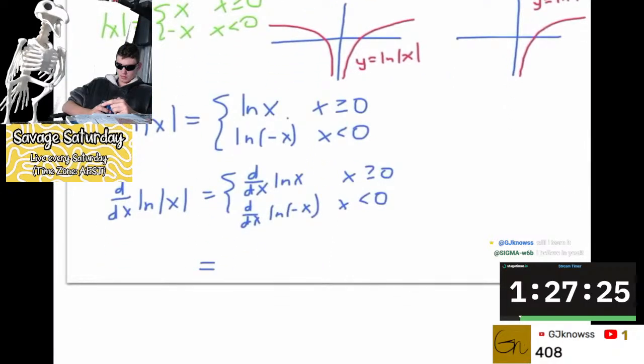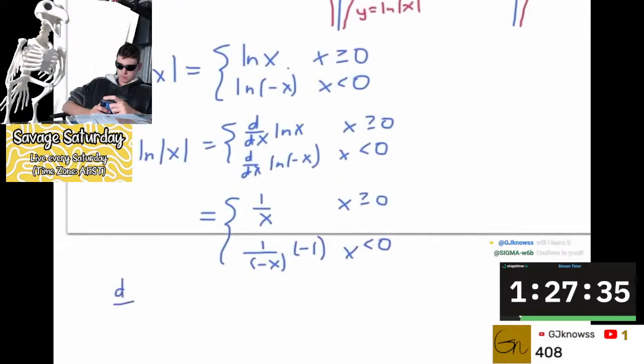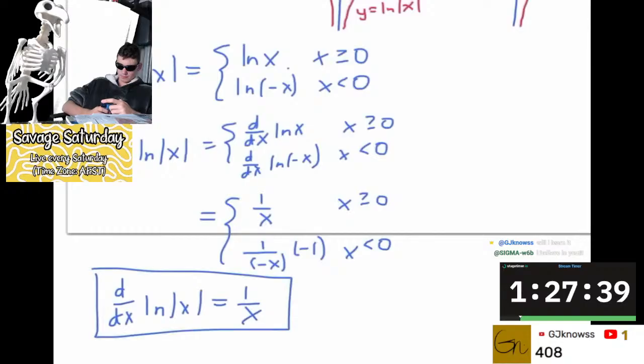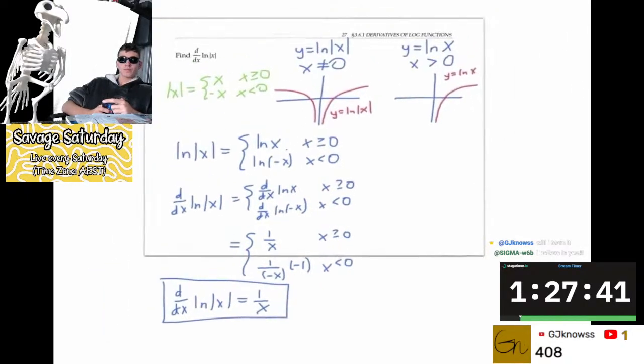We just saw that the derivative of ln x is 1 over x, so the derivative of ln of minus x is going to be 1 over minus x times the derivative of minus x, which is minus 1, by the chain rule. Notice that this second expression simplifies to 1 over x. So the derivative of ln of absolute value of x is equal to 1 over x, whether x is positive or negative. This formula will come in handy later when we start doing integrals.